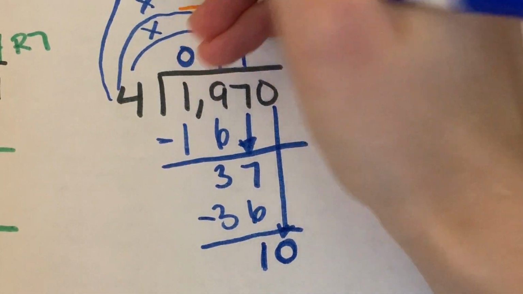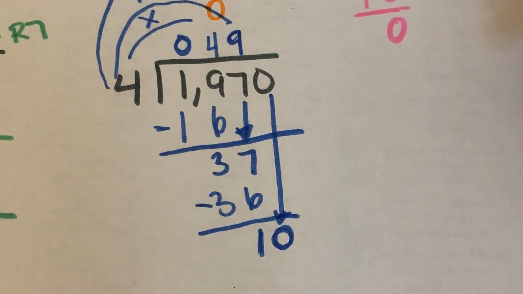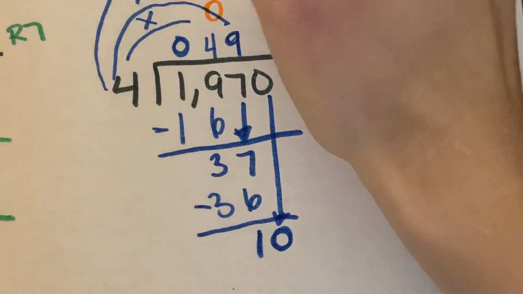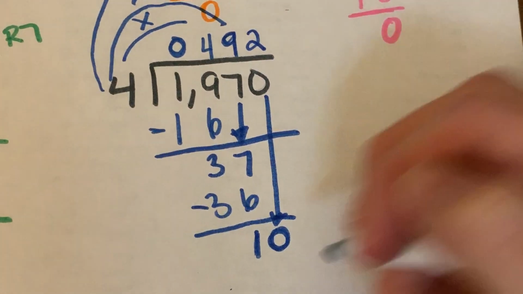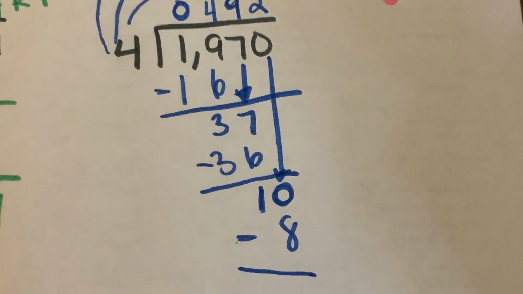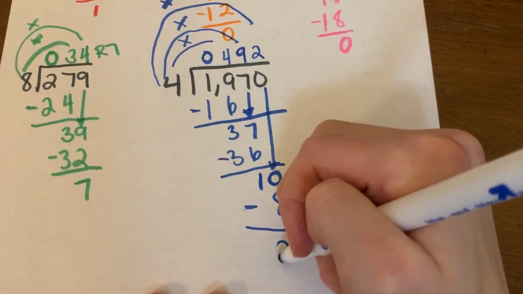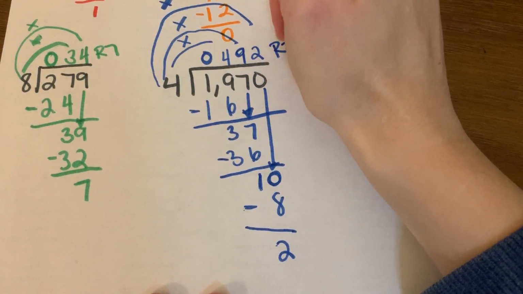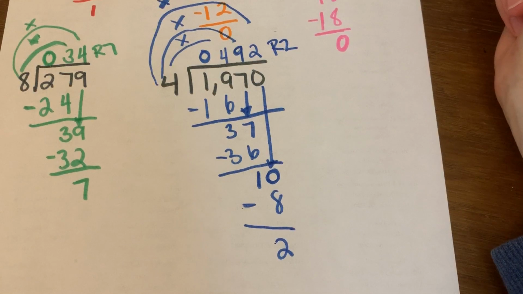4 times what gives me 10? Well, nothing exactly. So I'm going to do 4 times 2, which gives me 8. Subtract 8. And I have remainder 2. I have 492 remainder 2.